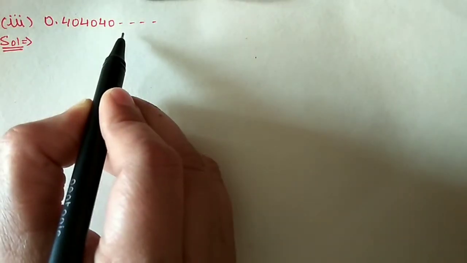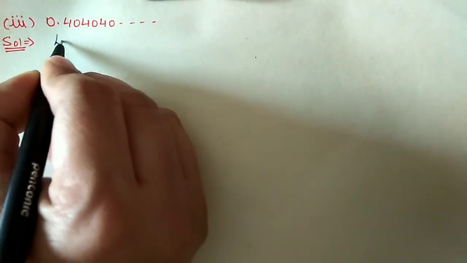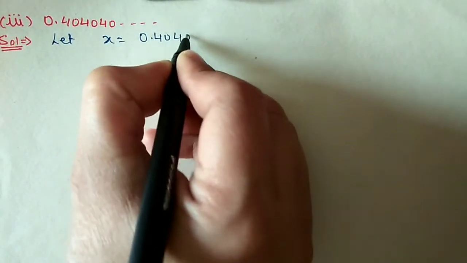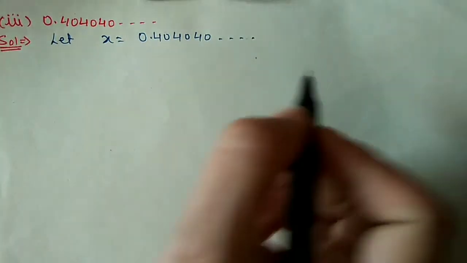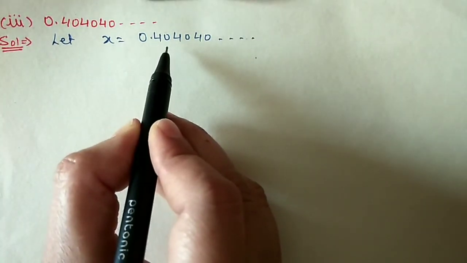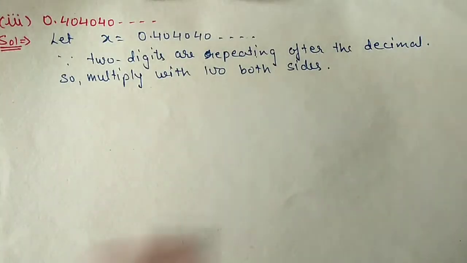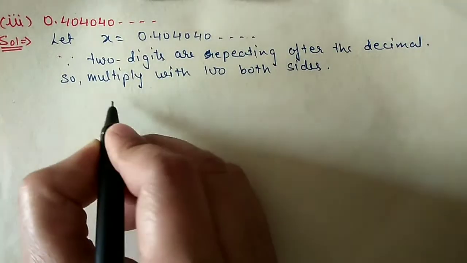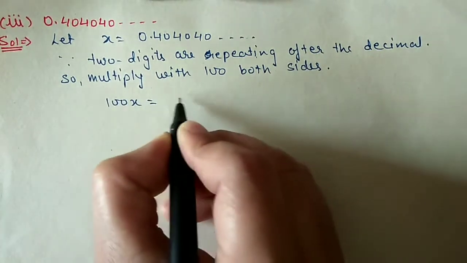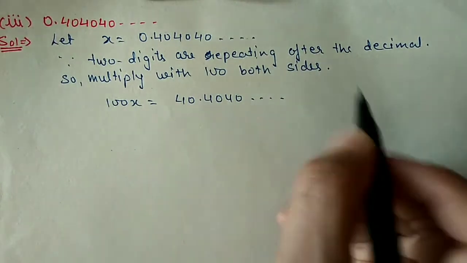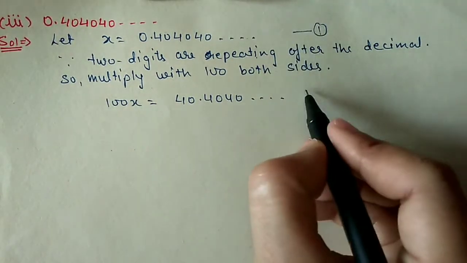Next, third part, 0.404040. So here two digits are repeating again and again. So we will take let x is equal to 0.404040 up to infinity. Because two digits are repeating, we will multiply with 100. After multiplication with 100, we will get 100x is equal to 40.4040 up to infinity. So this is the first value and this is the second value.